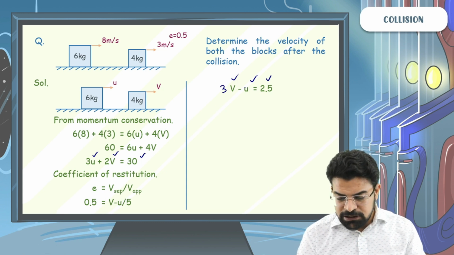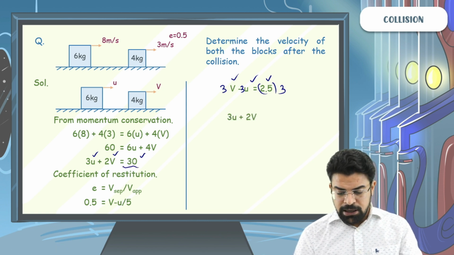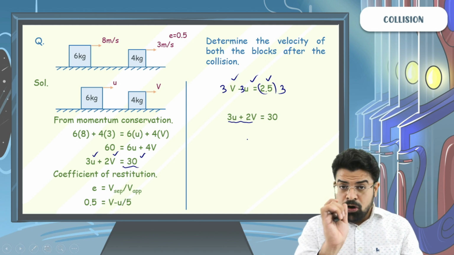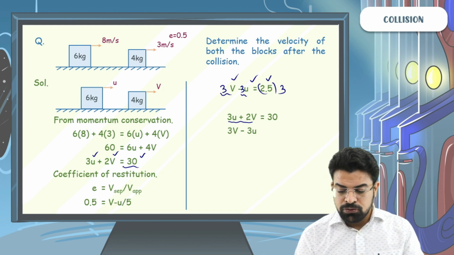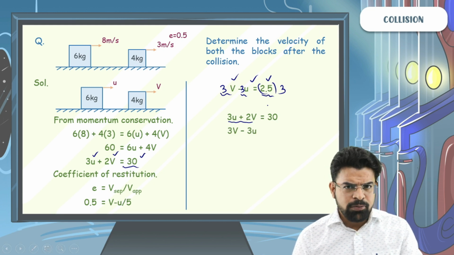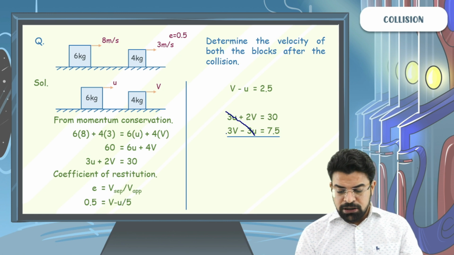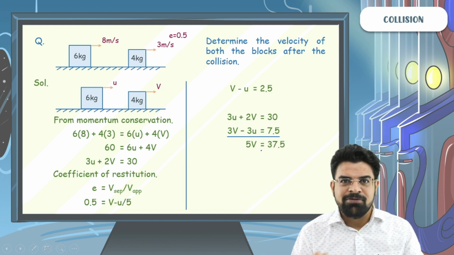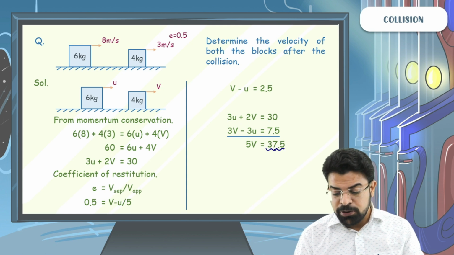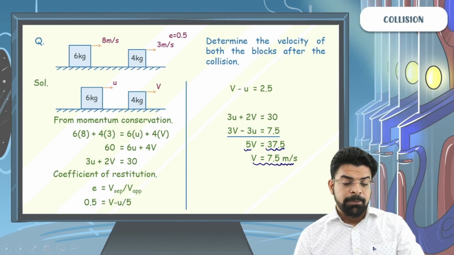Again I will multiply this time the second equation with a factor of 3. And we can rewrite the first equation as 3u plus 2v equals to 30. And on multiplying the second equation's each term with 3, I will get 3v minus 3u equals to 2.5 into 3, and 2.5 into 3 is 7.5. So beta, when we add them up now, again this 3u minus 3u get cancelled. So on the left hand side, I will get 3v plus 2v, 5v equals to 30 plus 7.5, that is 37.5. And beta, 37.5 divided by 5 will be 7.5. So v will be equals to 7.5 meter per second.